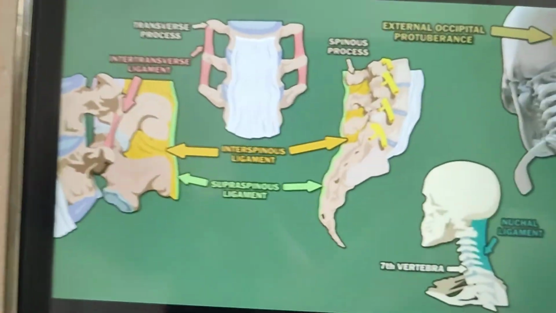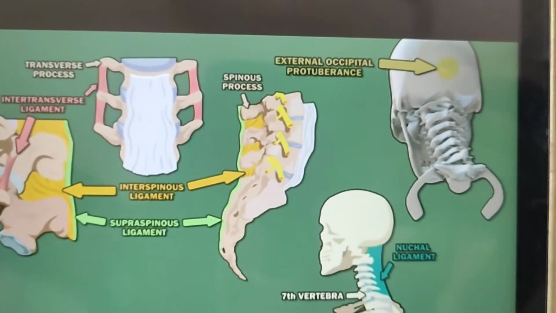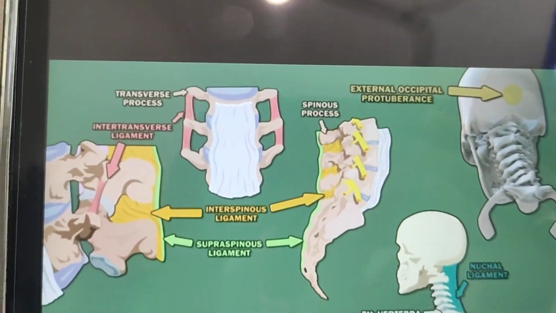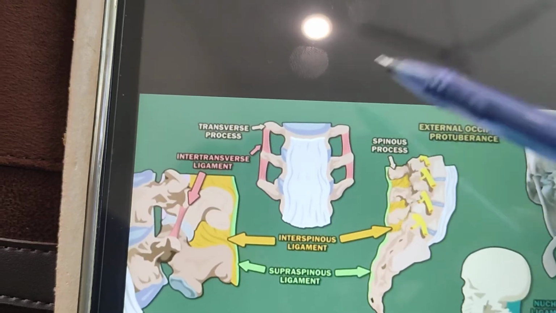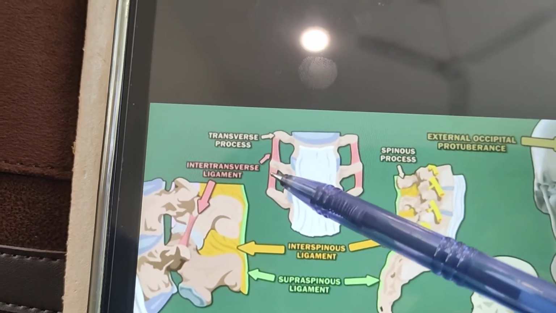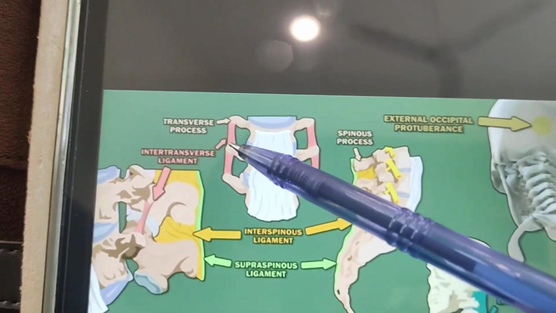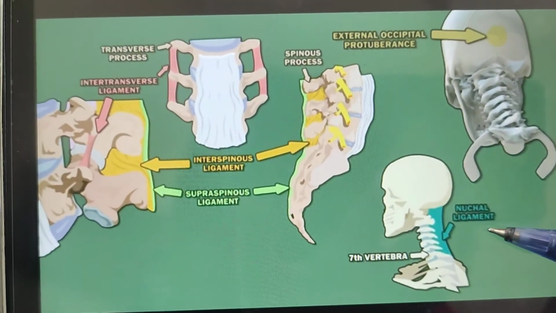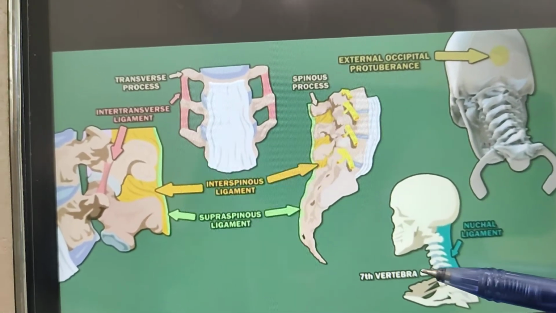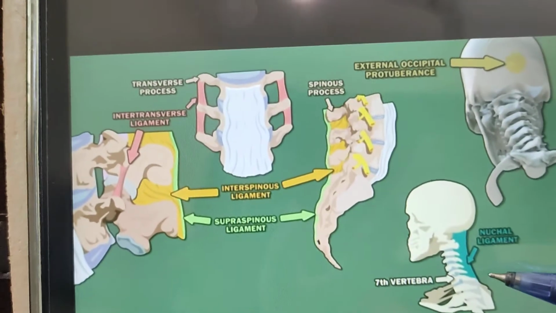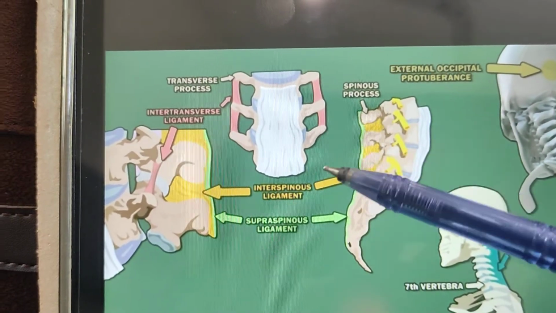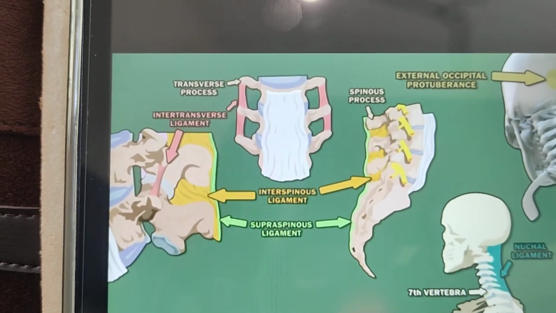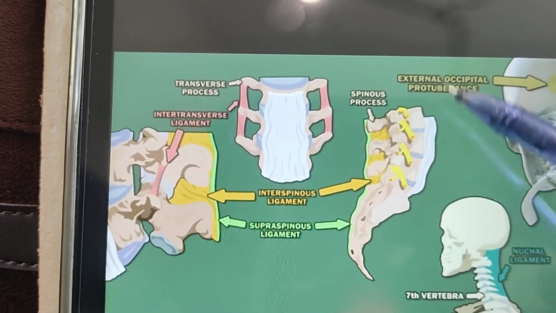Then we have different ligaments in all of these vertebrae which are common. In between the transverse processes, all the transverse processes are interlinked with each other through the intertransverse ligaments. Then after the intertransverse ligament, we have the nuchal ligament which is present at the level of the 7th vertebra. Then we have ligaments which are connecting the spines of all the vertebrae, which are the interspinous and supraspinous ligaments.